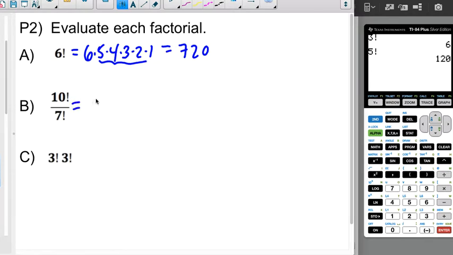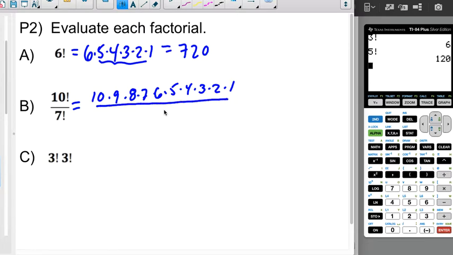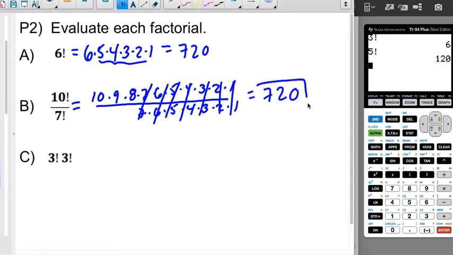The 10 factorial over 7 factorial is that same trick, right? 10 times 9 times 8 times 7 times 6 times 5 times 4 times 3 times 2 times 1. But I know the bottom has all of the 7 and below, right? Like the bottom starts at 7 and will have all those values. So, oh look, they all cancel. So I end up getting 10 times 72, which is also a 720. Not intentional, but there you have it, right?